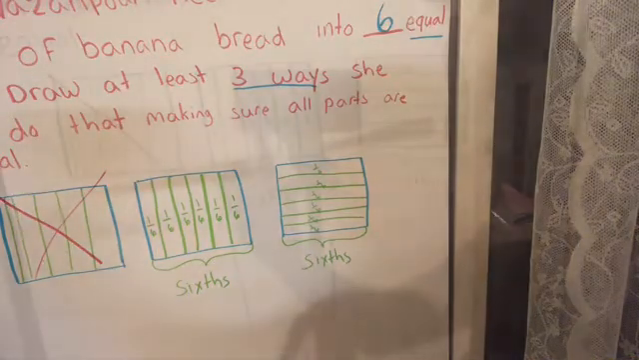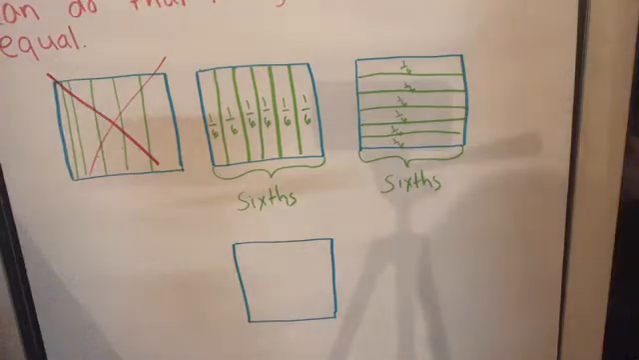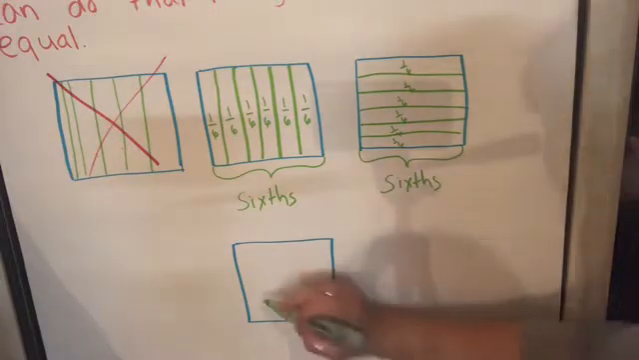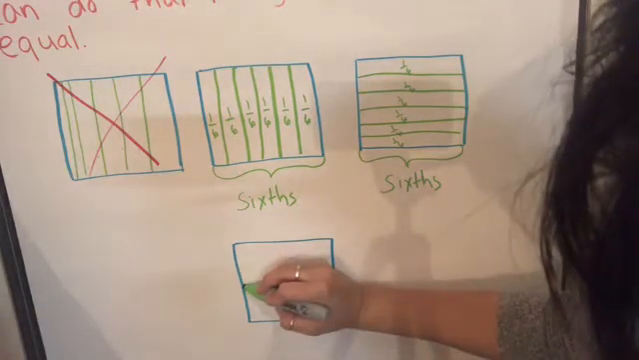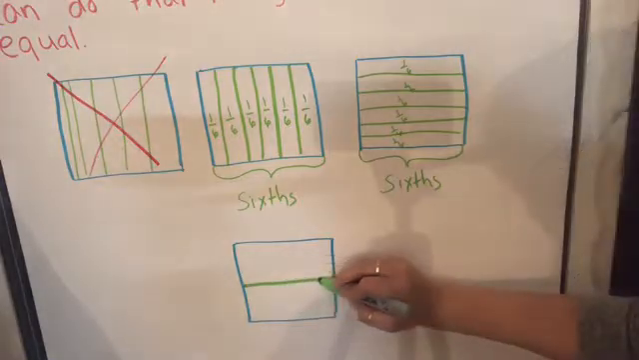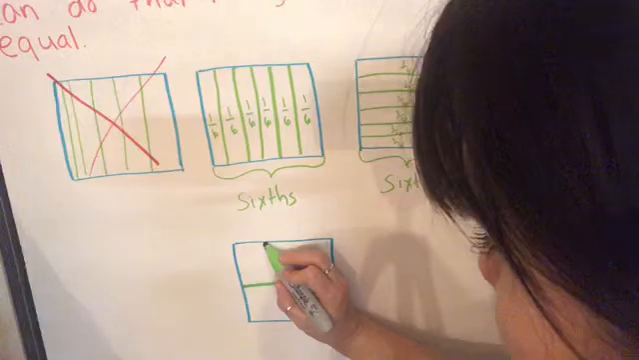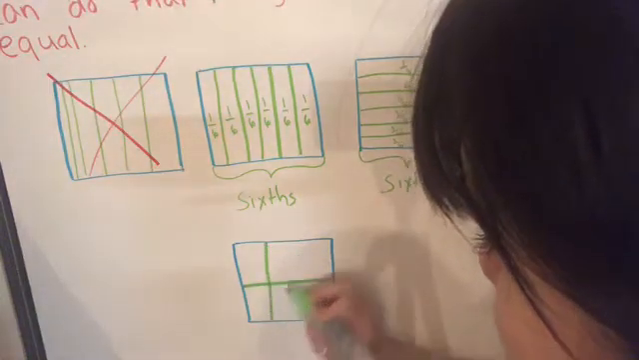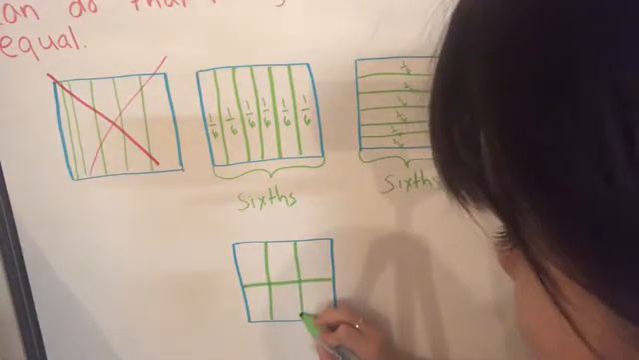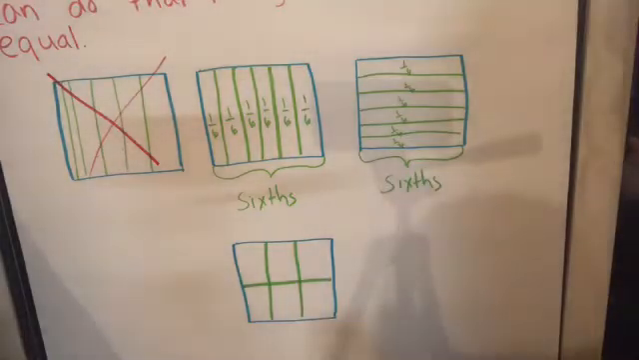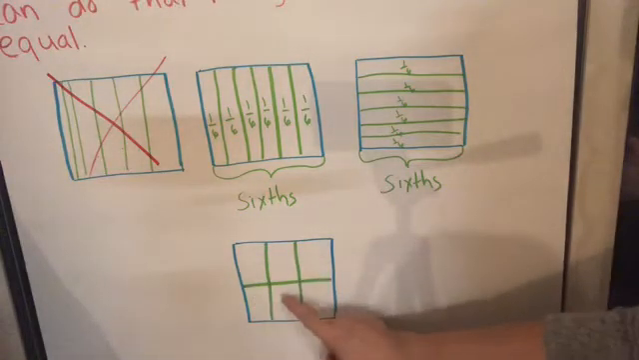Okay, third grade, I went ahead and drew another pan of banana bread, trying to make it as close to the same size as possible. And I'm going to start this banana bread by cutting it in half. Now I'm going to cut those halves into thirds. Now let's go through and make sure I have 6 pieces. 1, 2, 3, 4, 5, 6.